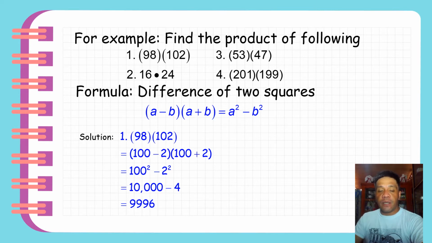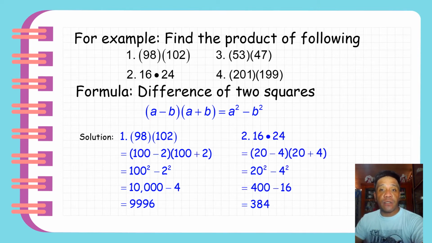Following the difference of two squares formula, we have 100 times 100, which is the same as 100 squared, so 10,000. Then 2 times 2 is the same as 2 squared, which is 4. Then 10,000 minus 4 is 9,996. That is how we solve the product of 98 and 102.